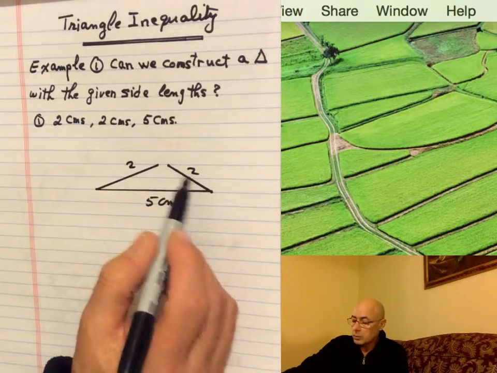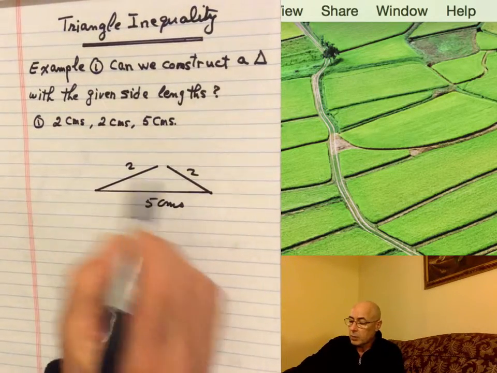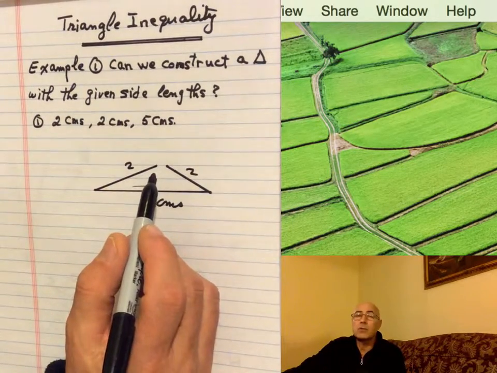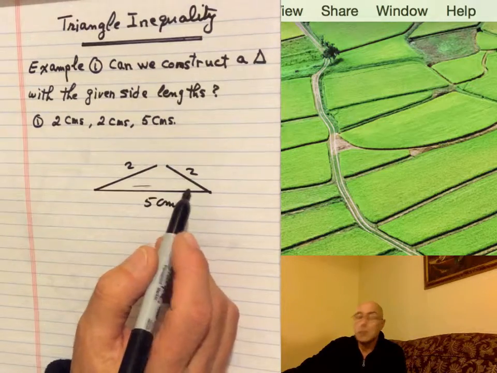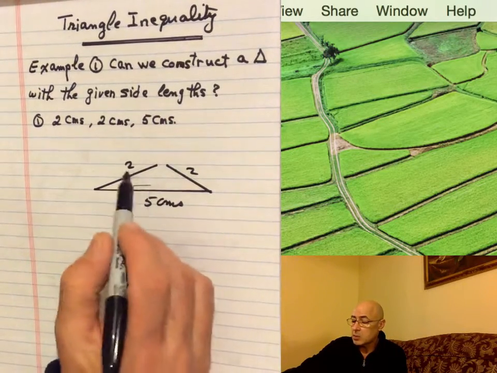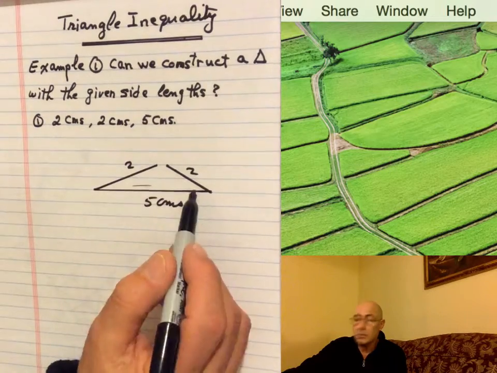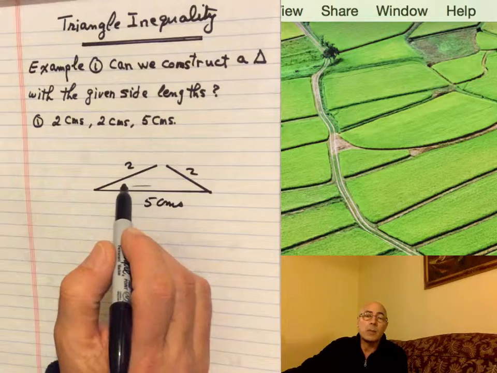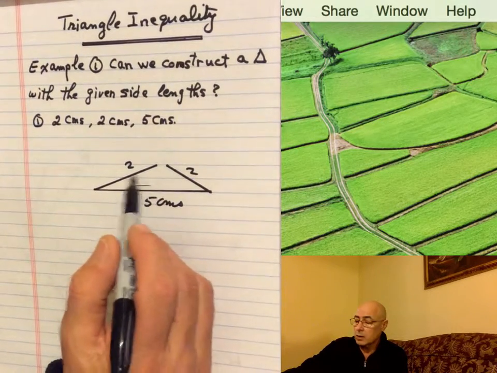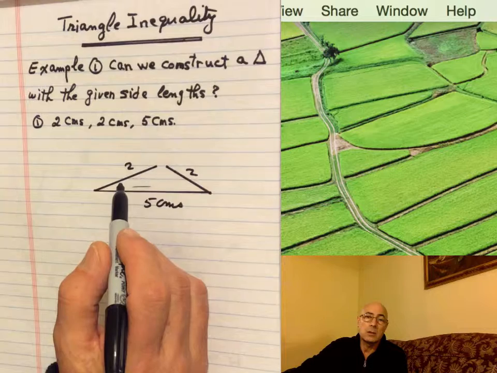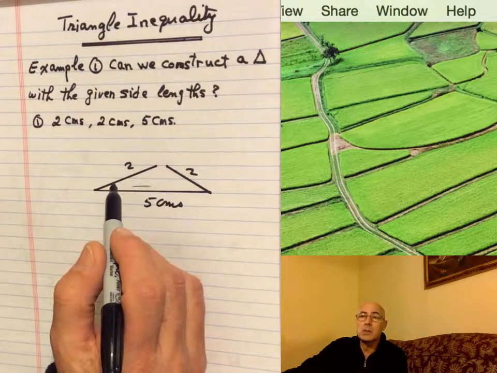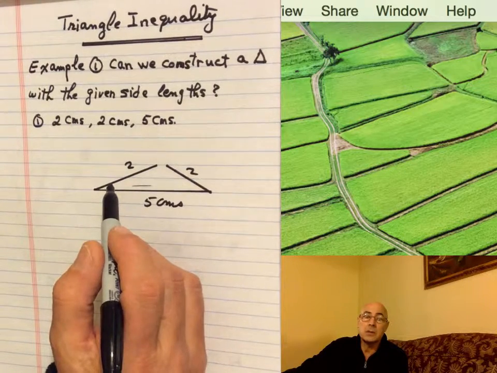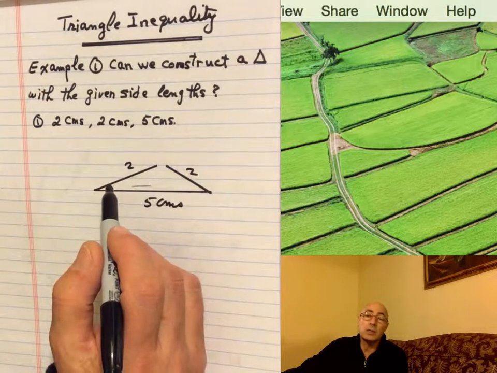But 2 plus 2 can cover only 4, and this one is 5 centimeters. How are 2 plus 2, which is only 4 centimeters, going to cover 5 centimeters? So actually with these dimensions, 2, 2, 5, we can't draw a triangle. So not any three numbers can be used as the lengths of the sides of a triangle. There is a certain inequality that has to be satisfied first. If it is satisfied, then we can draw the triangle.